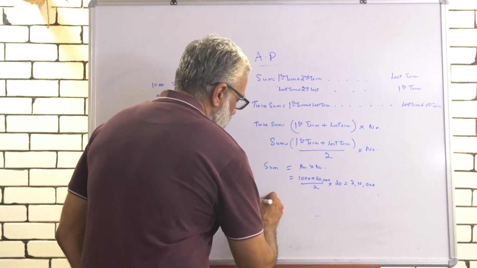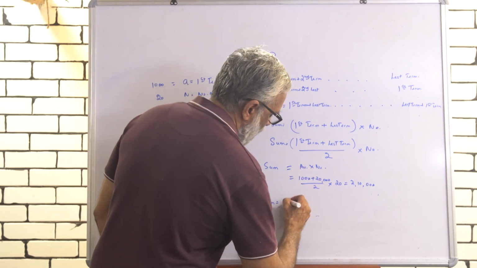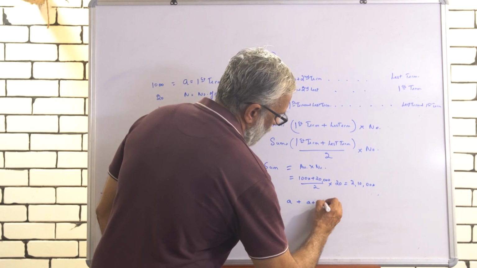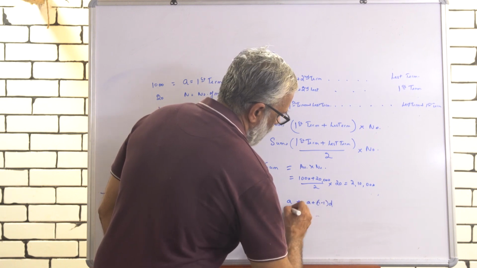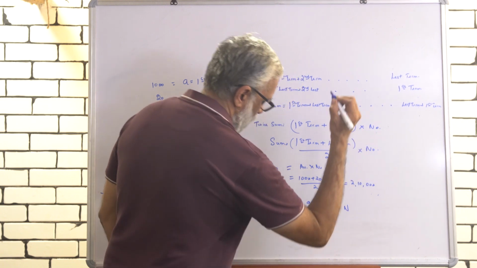So to generalize, sum is equal to first term, which is A, plus the last term, which is A plus n minus 1 into D, divided by 2, which is the average, into n.